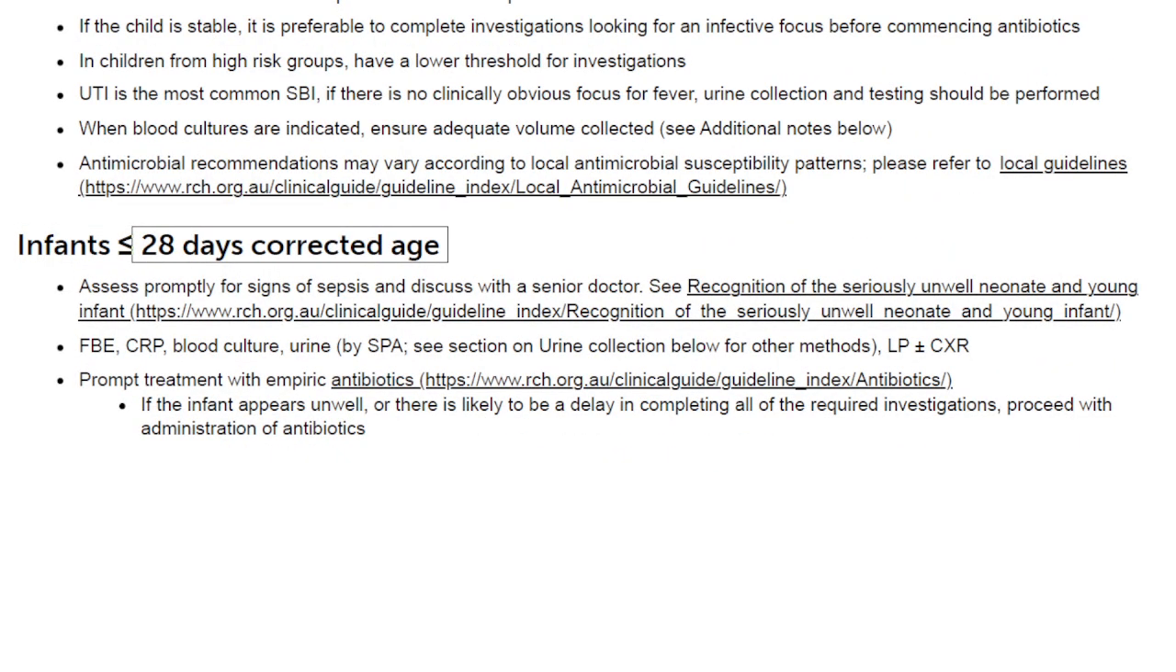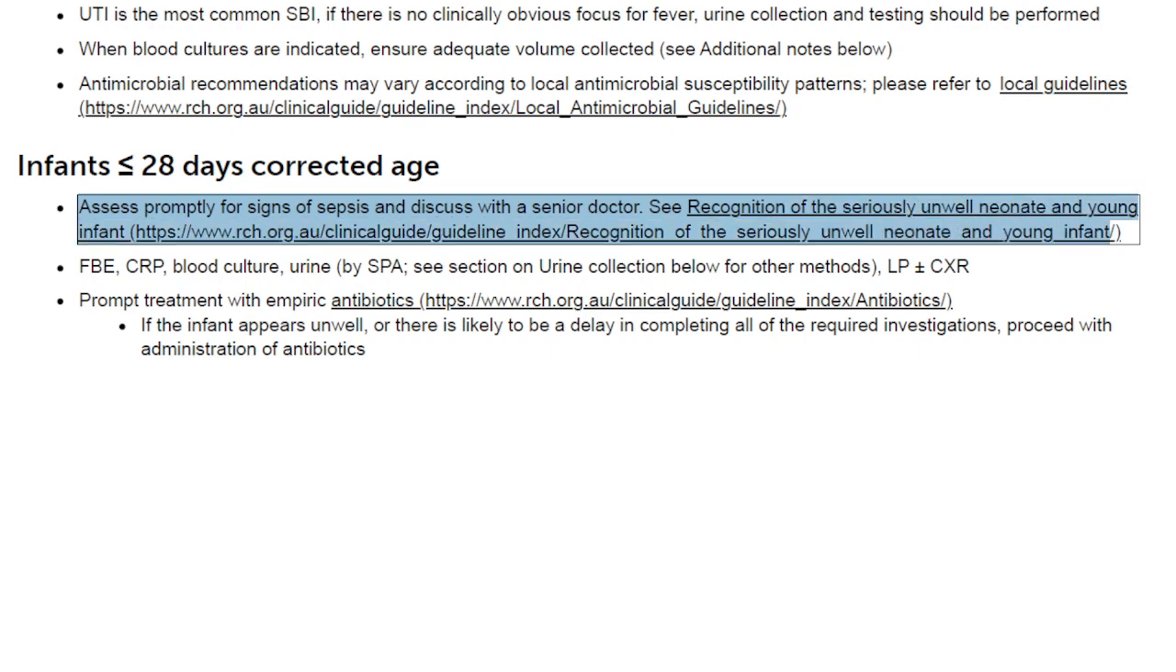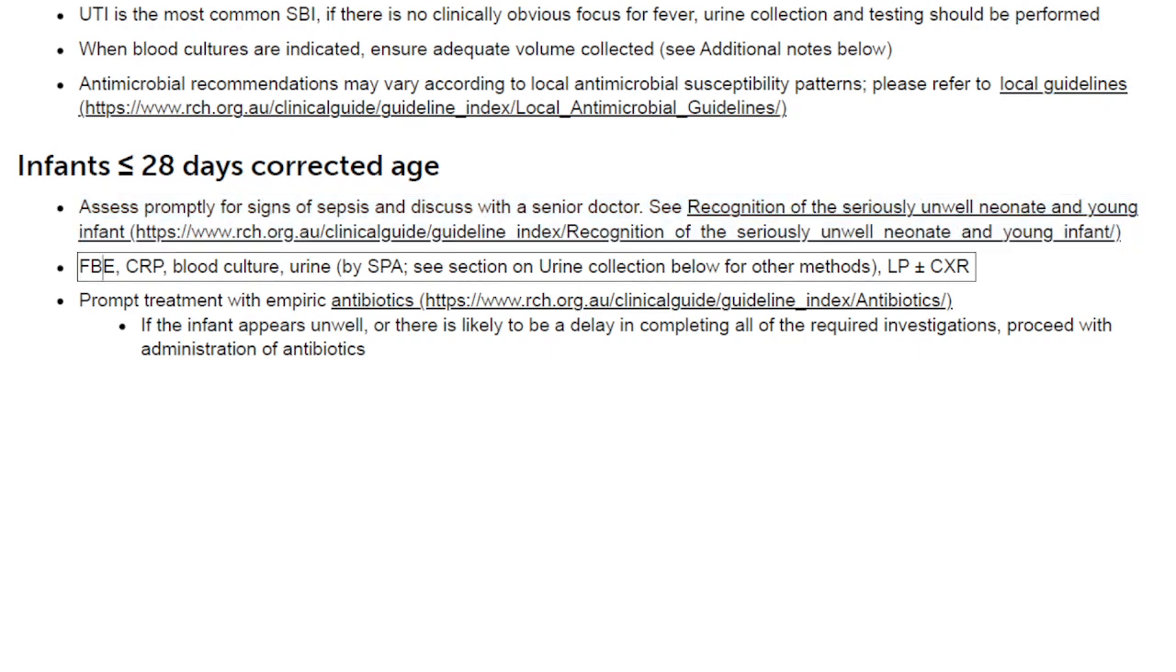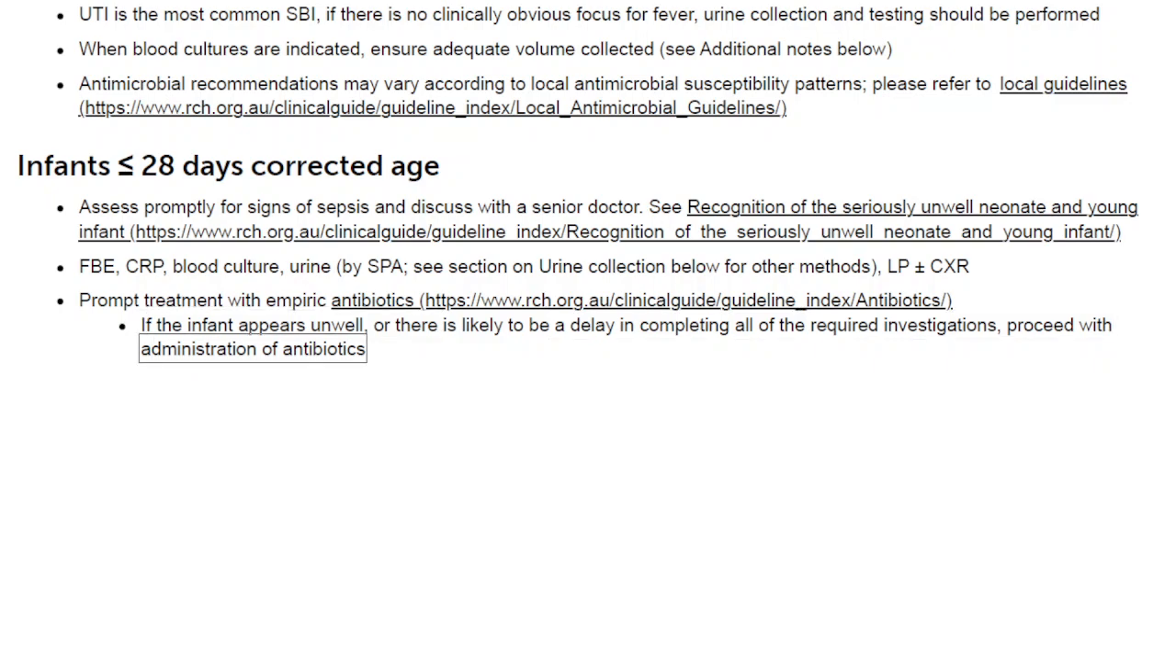Infants less than 28 days corrected age. FBE, CRP, blood culture, urine by spot, see section on urine collection below for other methods, LP plus or minus CXR. Prompt treatment with empiric antibiotics. If the infant appears unwell, or there is likely to be a delay in completing all of the required investigations, proceed with administration of antibiotics.